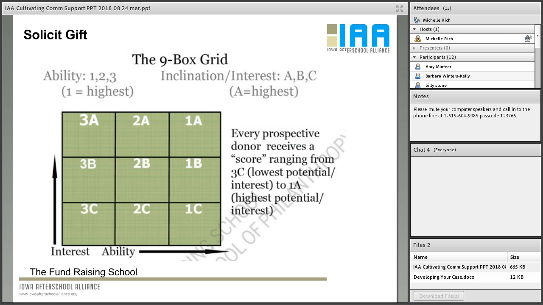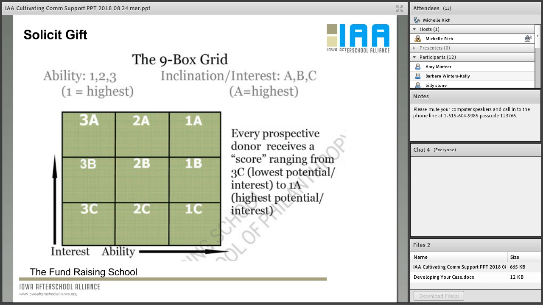And then along the bottom is ability, their ability to give. So 1 is the highest here. This is someone who has a lot of financial resources, their company has a lot of resources to help you, or they have a lot of skills and talent to give. This isn't looking at their interest at all. This is just looking at what they have to give. And 3 is someone who doesn't really have a lot to give. So your goal area for people you'd want to target would be 1A. They already love your organization and they have a lot of ability to give. This is an activity that I would do with your advisory board or your organization's board.